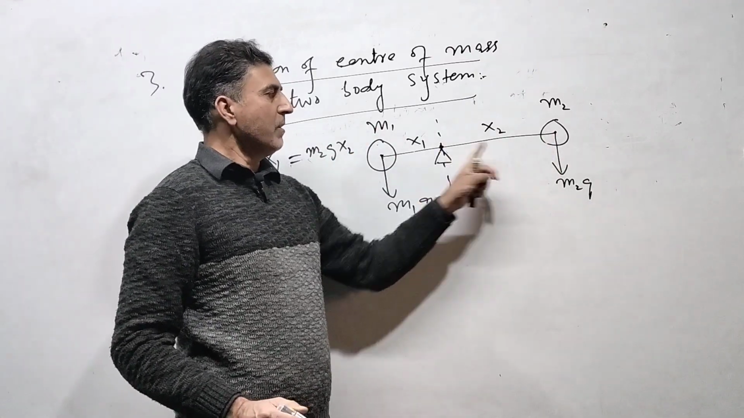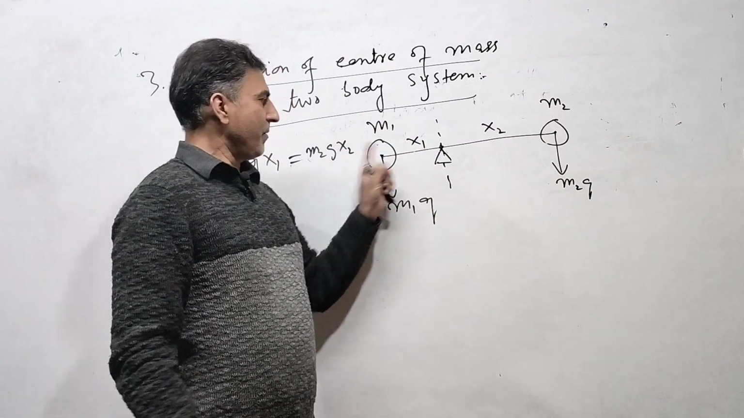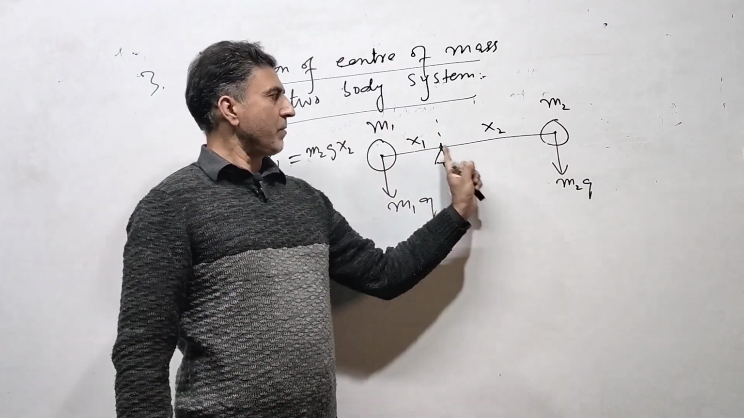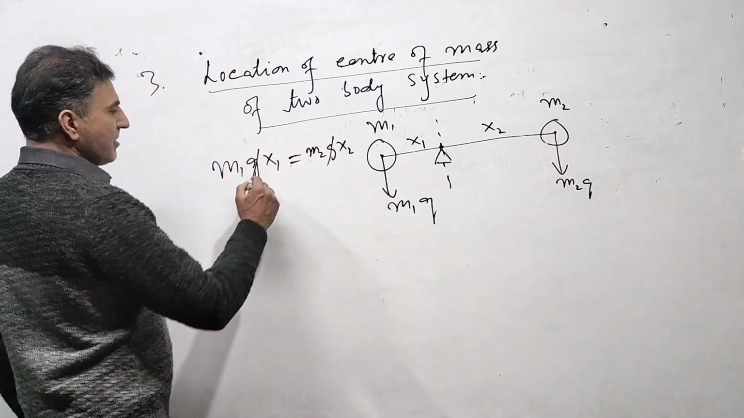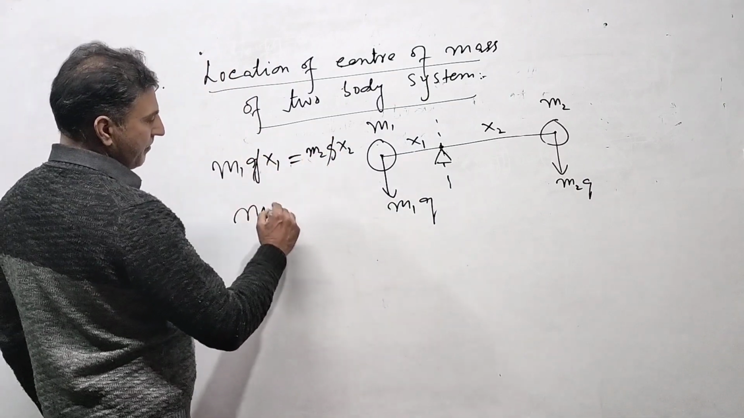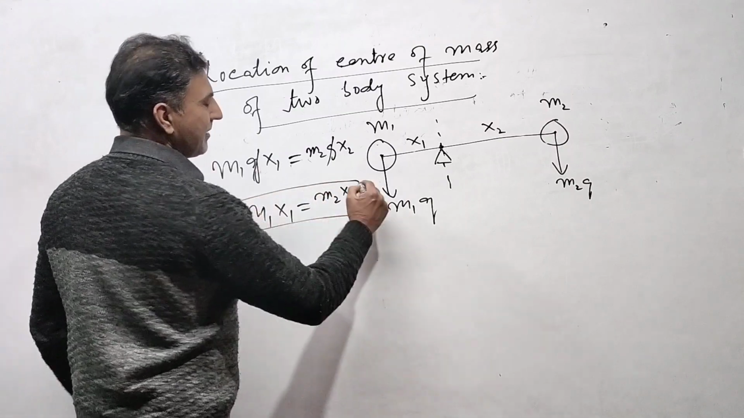What is moment? Force into force arm. Moment from this side is this force into this arm, and moment from this side is force into this arm. Okay, now g will cancel with g, so m1 x1 is equal to m2 x2. This is the rule.